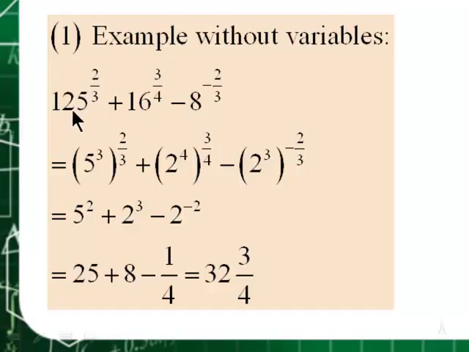So 125 in terms of its prime base, so base is 5 to the power 3. 16 is 2 to the power 4, and 8 is 2 to the power 3. And then we simply multiply the two exponents. 3 times 2/3 is 2. 4 multiplied by 3/4 is 3. And 3 multiplied by minus 2/3, right, is minus 2. Of course, 5 to the power 2. We simplify each term and then add, so that's 25. 2 to the power 3 is 8. Yeah, you must make this exponent positive, otherwise it's got no meaning.